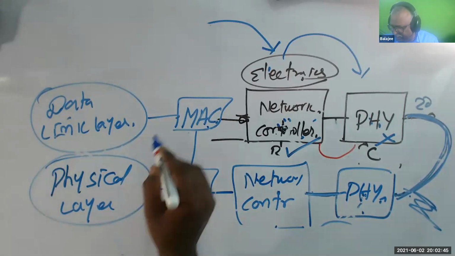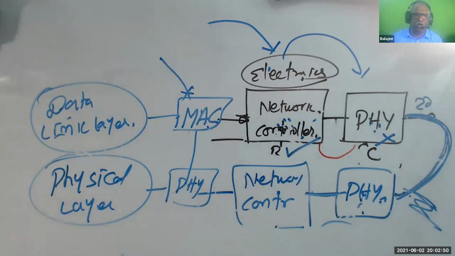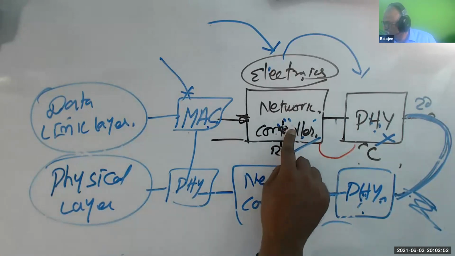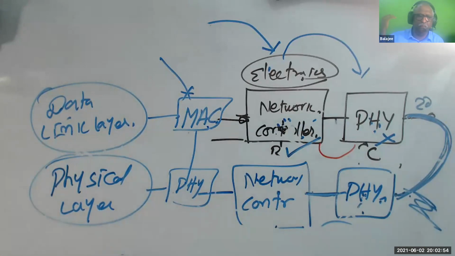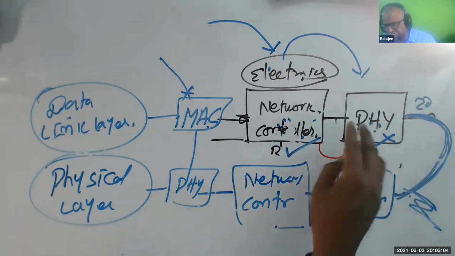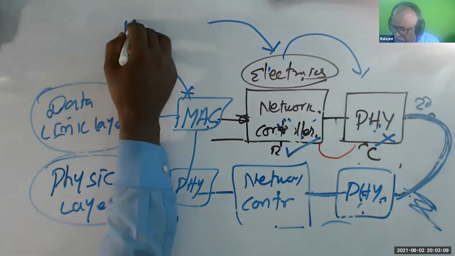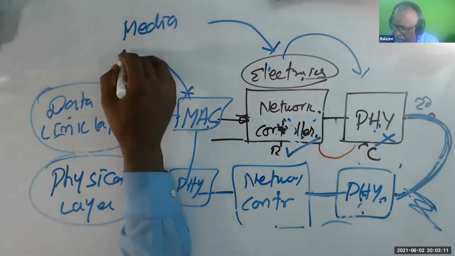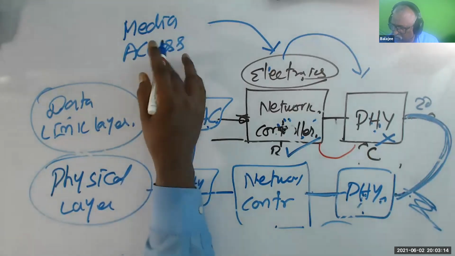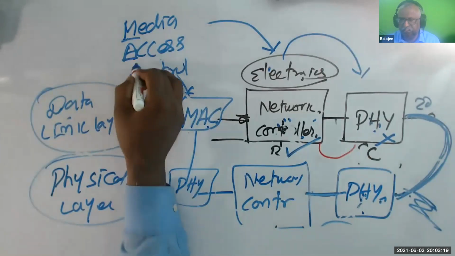Why do they call it MAC? It's because of what the industry thought. This guy could be anything. The data ends here. It can go in a wire or wireless or optical. So this network controller is talking to the other guy. Okay, who is controlling the media? They call this media access control. That's what they call MAC.